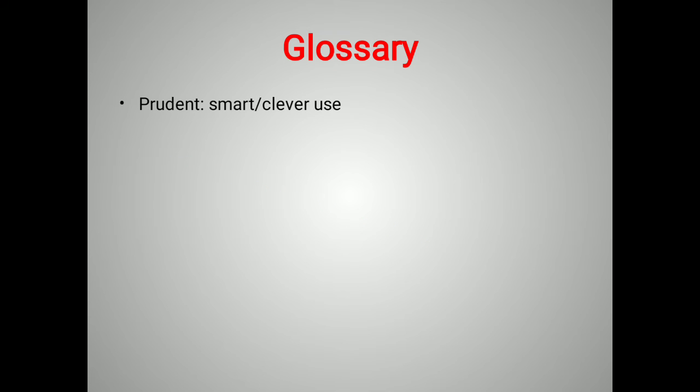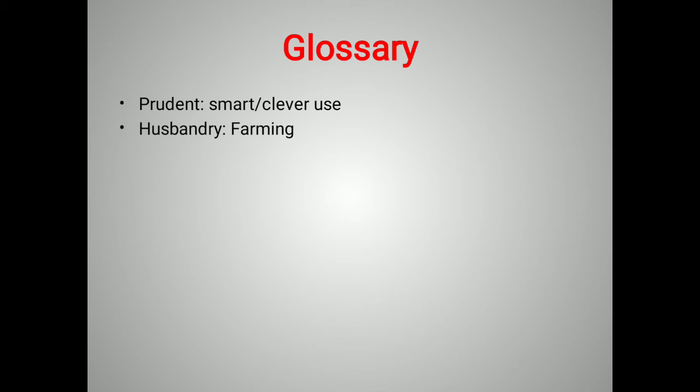In the next slide also we need to discuss a few more words because this is a big lesson. So the next word is prudent. Prudent means smart or clever use of resources, of things. Husbandry. Husbandry means the skill of farming. So here you will learn this skill as well, because this novel teaches the great skill of husbandry. Husbandry is very important to survive. This is a survival kind of novel.